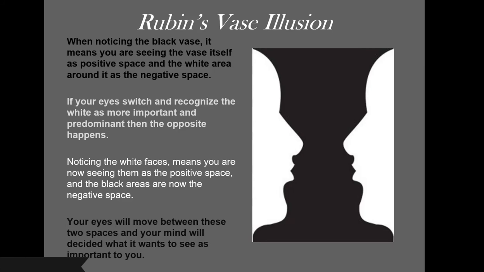Noticing the white faces means you are now seeing them as the positive space, and the black area now the negative space. Your eyes will move between these two spaces and your mind will decide what it wants to see as important to you.